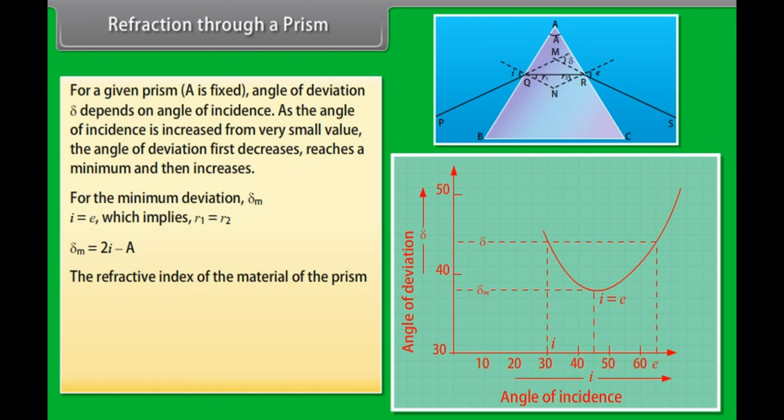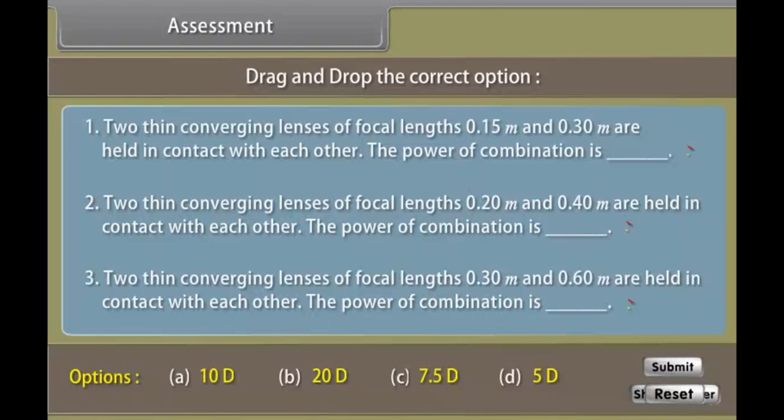The refractive index of the material of the prism, n, is equal to sine of (A plus delta minimum) by 2 divided by sine of A by 2.